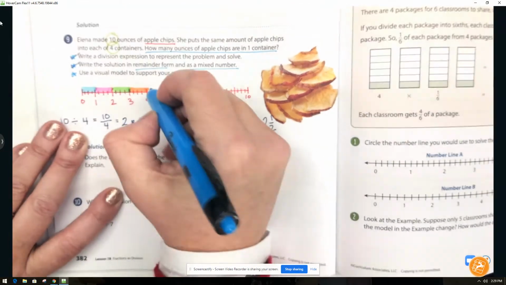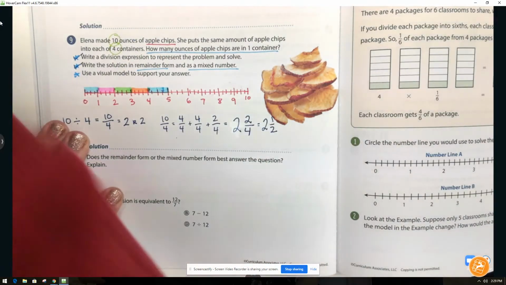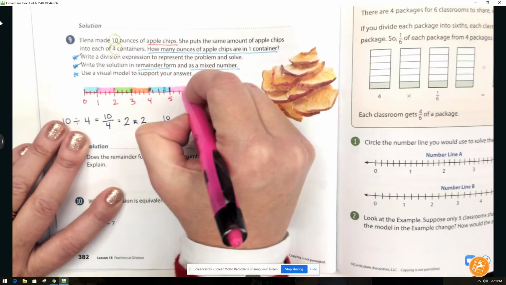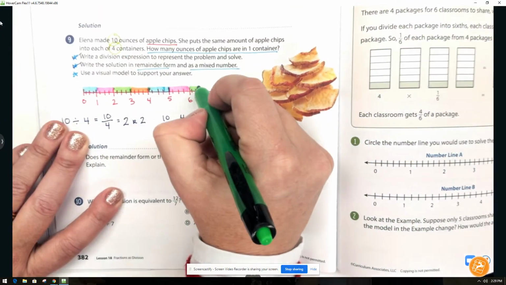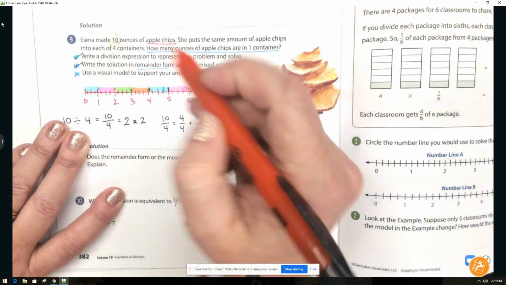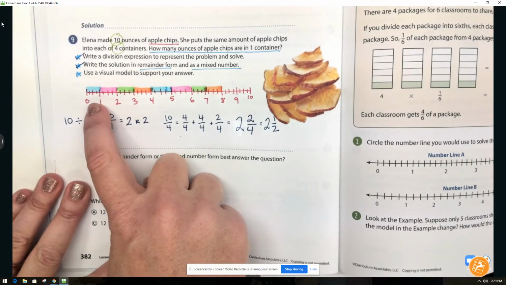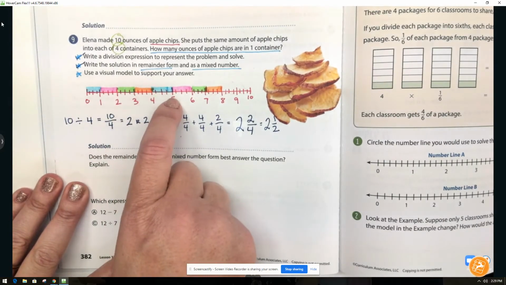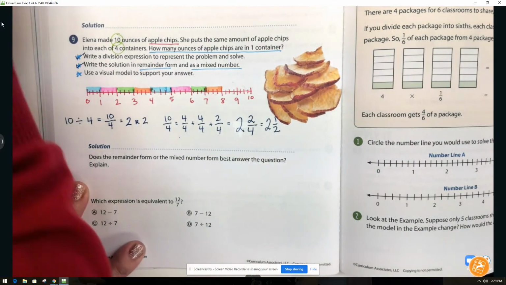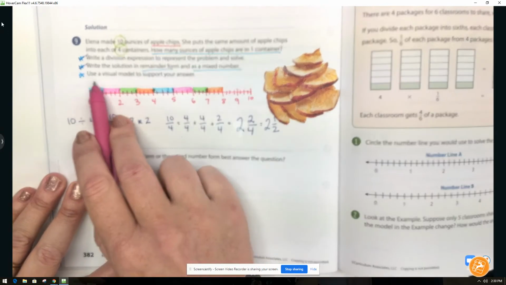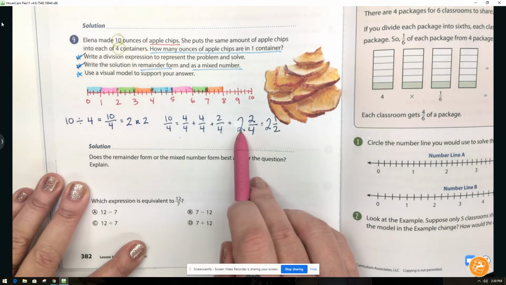So now I'm going to give the blue another full ounce. I'm going to give the pink another full ounce of apple chips. The green, another full ounce of apple chips, and then the orange, another full ounce of apple chips. So now each container has how many ounces of apple chips? That's right, 2. If we were just counting the blue, we have 1 ounce, 2 ounces of apple chips. So that is our 2 wholes.